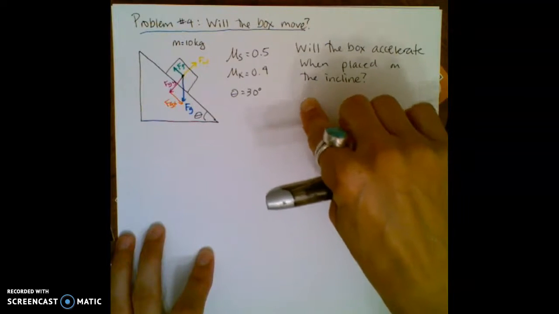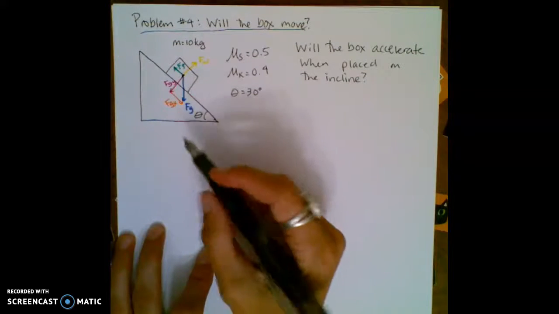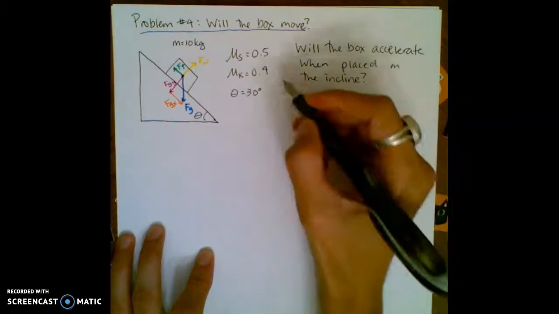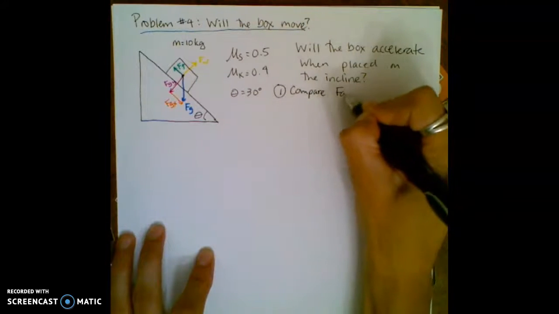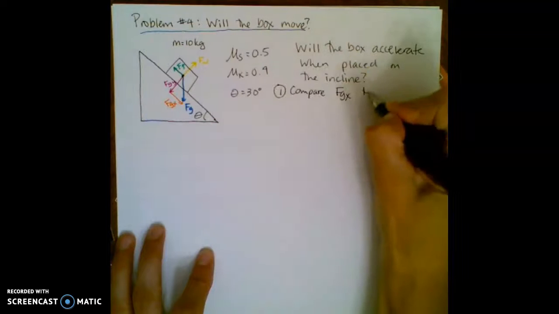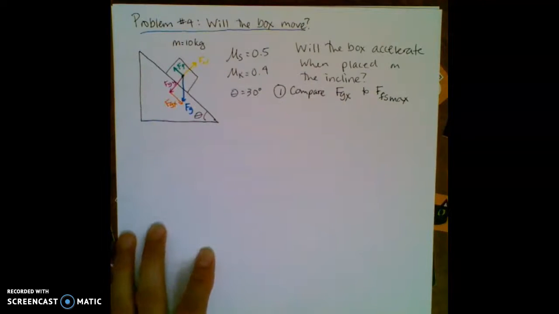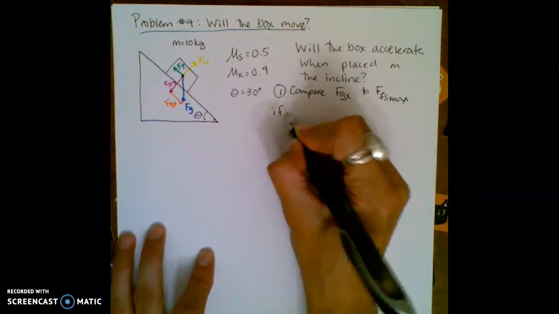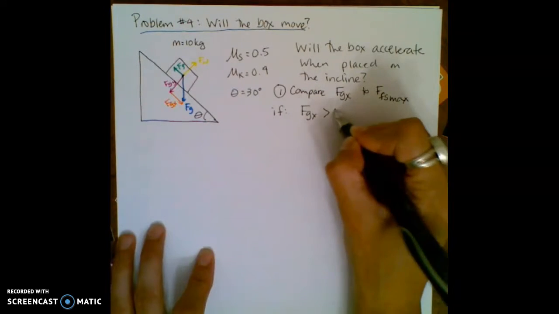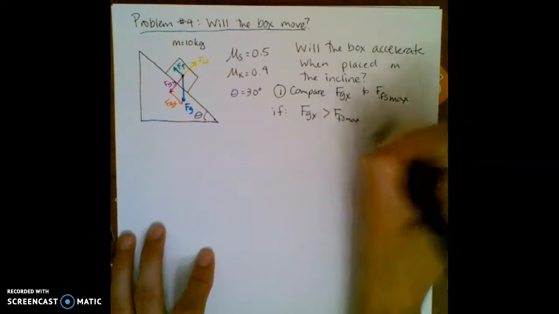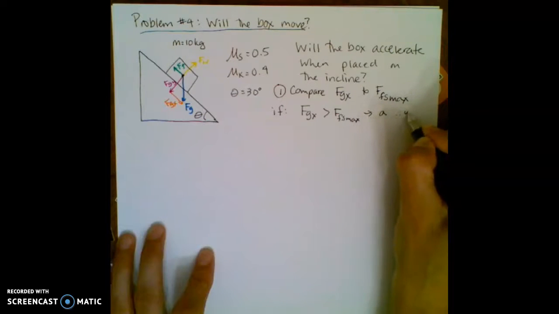So we have to see what FGX is when we put it on the incline and compare it to the maximum static friction. So the first step is we need to compare FGX, the helping force, to the force of friction static max. Because I know that if FGX is greater than the force of friction static max, the box will accelerate. And I need to use mu k.